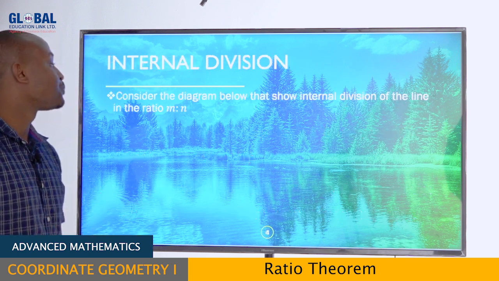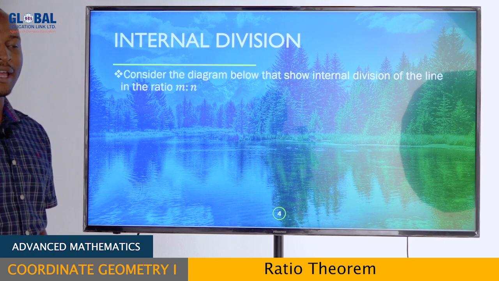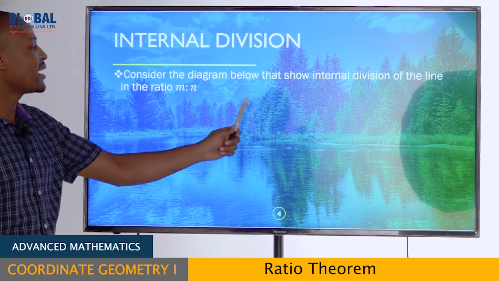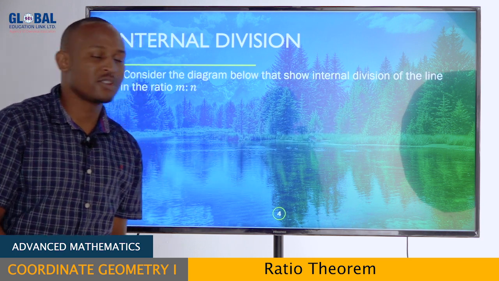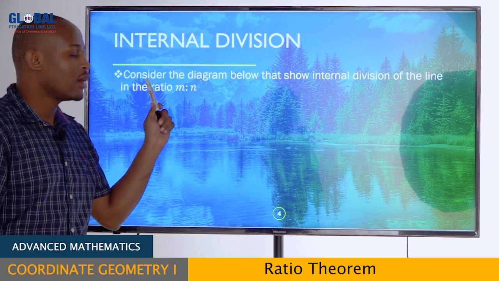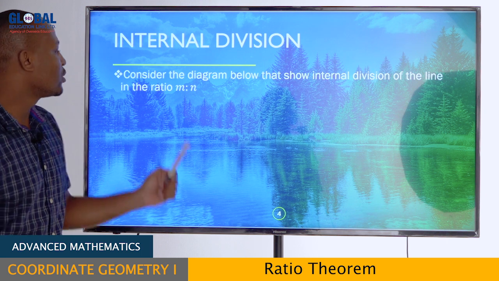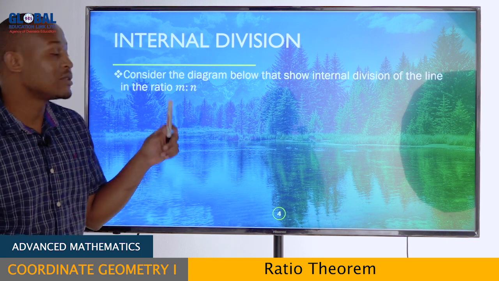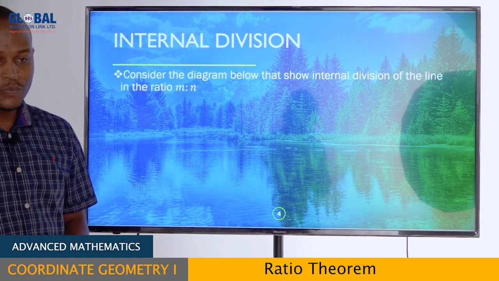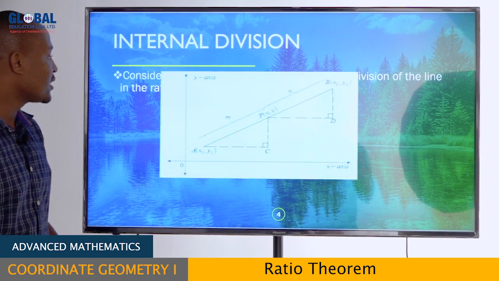Let's check. Internal division of a line. Consider the diagram below that I will show you shortly, that shows the internal division of a line in the ratio m/n. So the line segment that I will show you will be divided into two segments that will be in a ratio m/n. Now the diagram is like this.